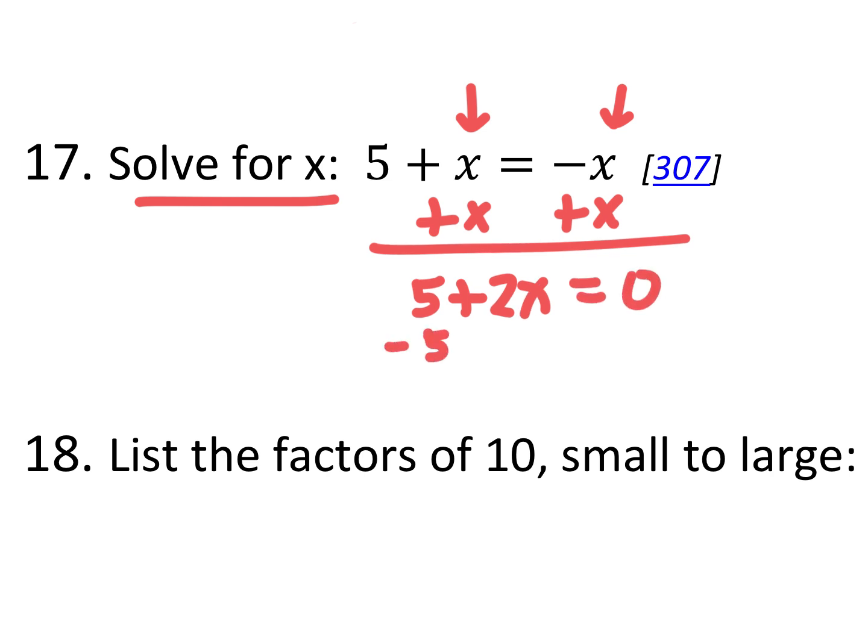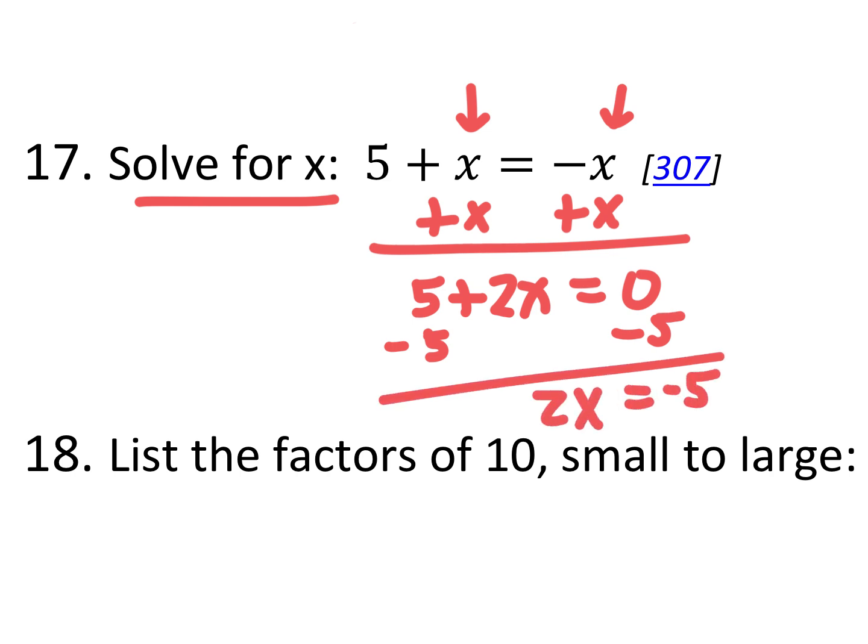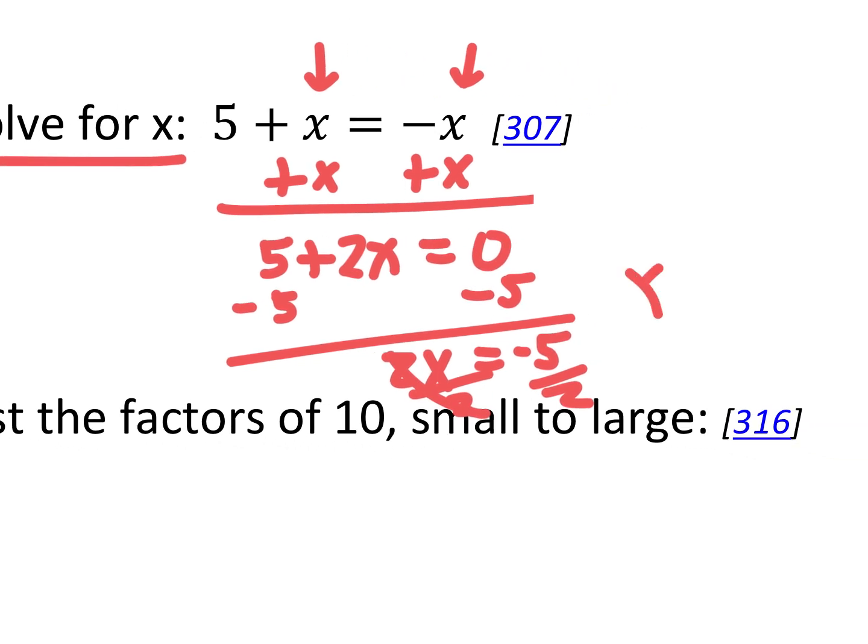Now I can subtract 5 from both sides, and I'd have 2x equals negative 5. I could divide by 2 on both sides, and x equals negative 5/2. So, moral of the story, when you have variables on both sides, you just get rid of the smaller of the two.